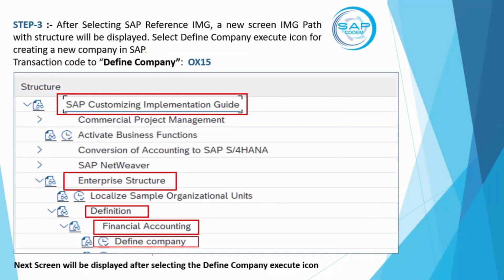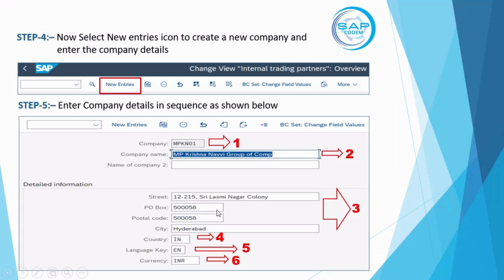So you go to the node, enterprise structure, click on this, you get definition, and then you click on financial accounting, then you click define company. Once you get the screen after you click define company, click on new entries, and these are the steps you have to follow.